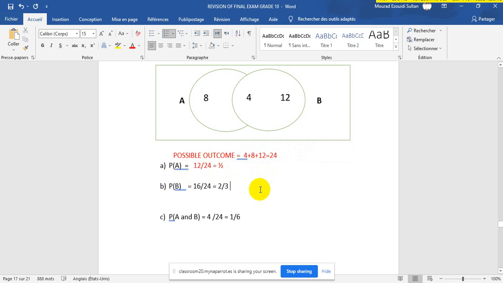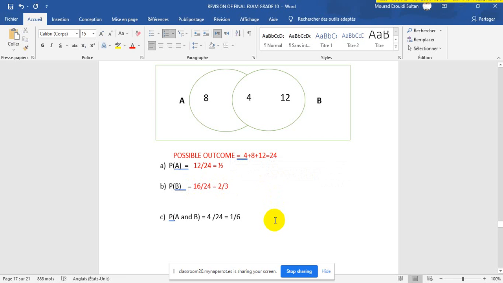For the probability of B, the probability of this set B, you just add 4 to 12. 4 plus 12 is 16, divided by the number of possible outcomes. So 16 divided by 24. In 16, how many 8s? There are 2. In 24, how many 8s? There are 3. So the answer is, my daughters, 2/3.